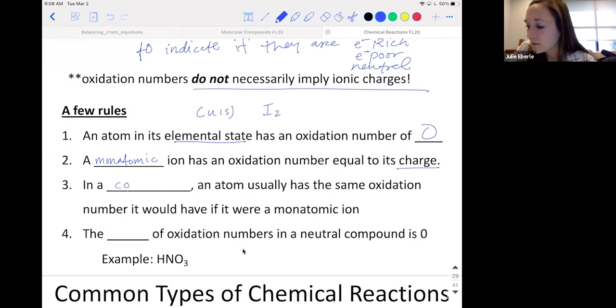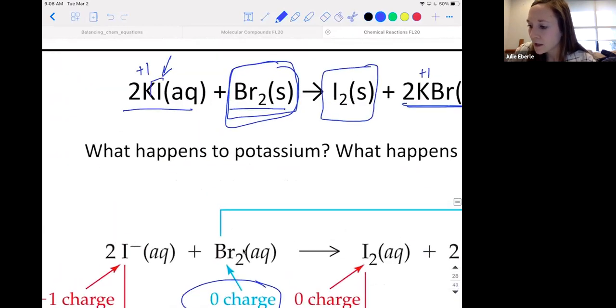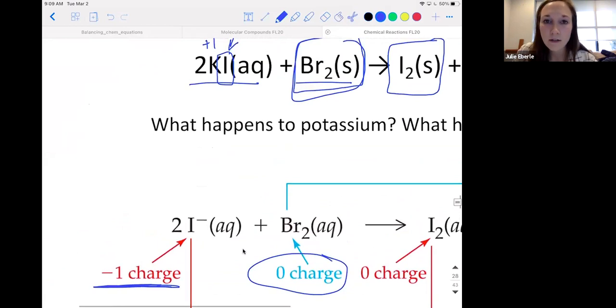In a compound, an atom usually has the same oxidation number it would have if it were a monatomic ion. This feels very repetitive, okay? And that's why I say there's a lot of overlap between charges and oxidation numbers. In a compound, you're going to ask yourself, okay, and that's what we did up here. I'm going to scroll up for a second. We said, oh, iodine right here. If we had to give it an oxidation number to represent its charge, what would you give it? A lot of people said -1, okay? And that's what we said over here. It's a -1. And it's in a compound, but we're giving it an oxidation number equal to its charge as an ion. Okay, that's what rule 3 is saying.